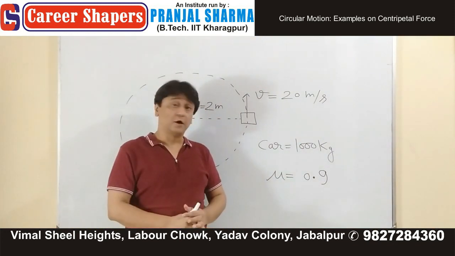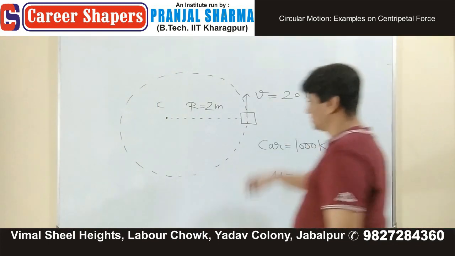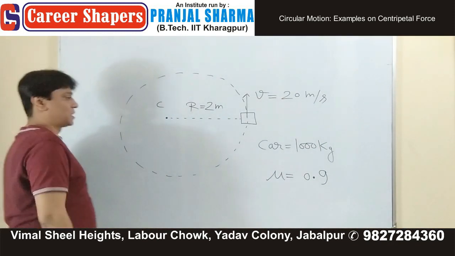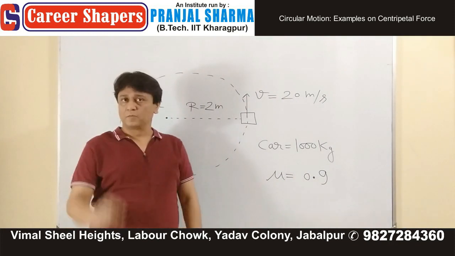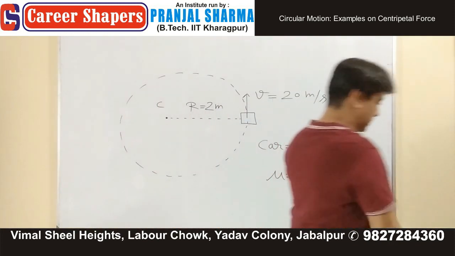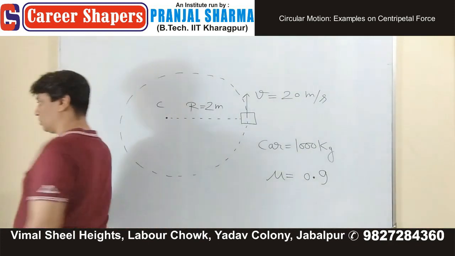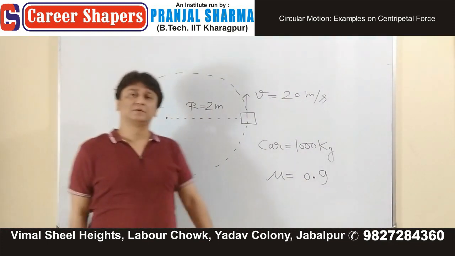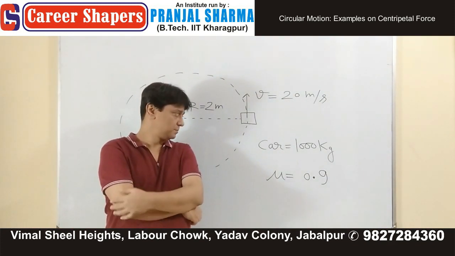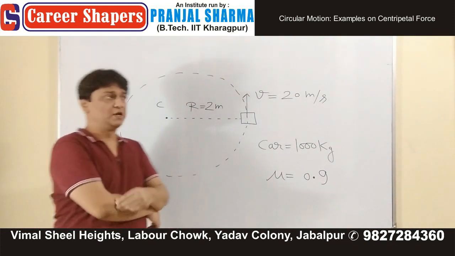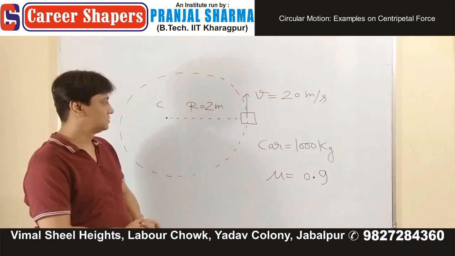Now write down the question. When a car takes a circular turn, it is the friction between tires and road which provides the necessary centripetal force.